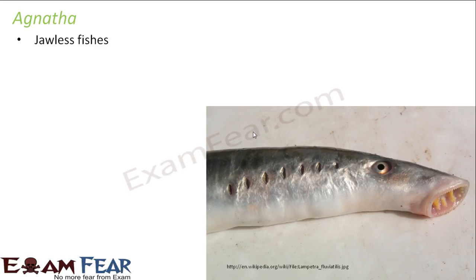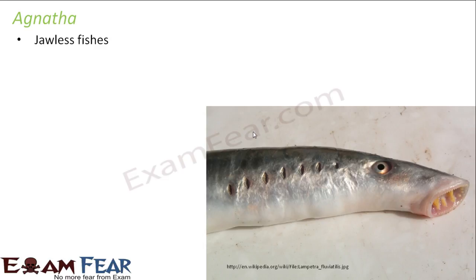So let us start with Agnatha. So what are Agnatha? These are the jawless fishes. That means they are without jaws. Now most of the species of this category are extinct, very few exist. The few which exist now are the cyclostomes, and that is why we have a class called cyclostomes under this category Agnatha. So this is how they look like.